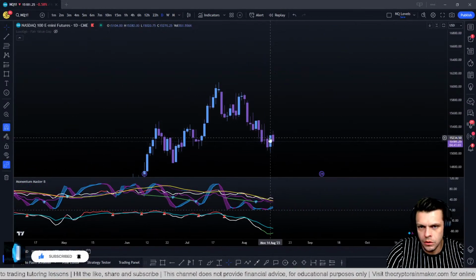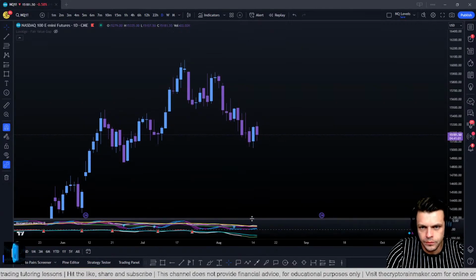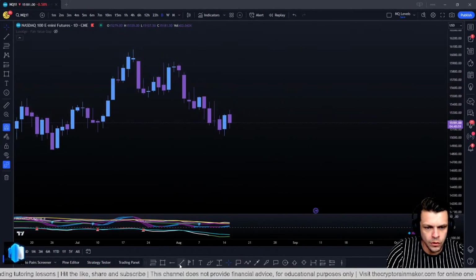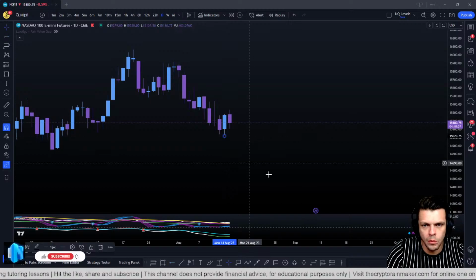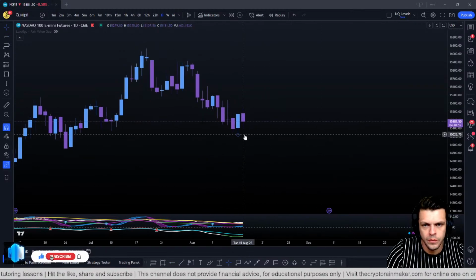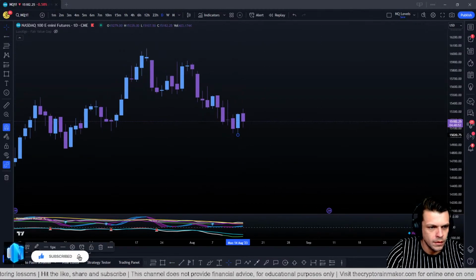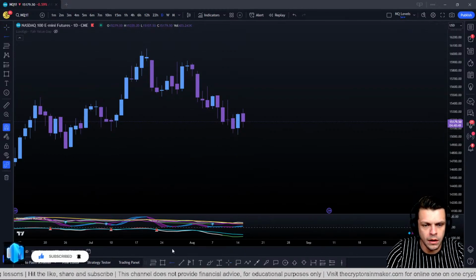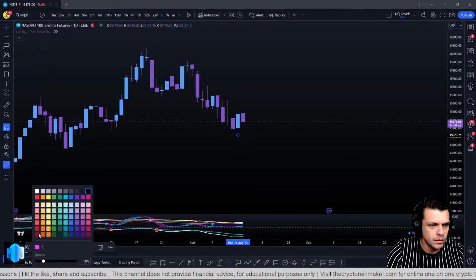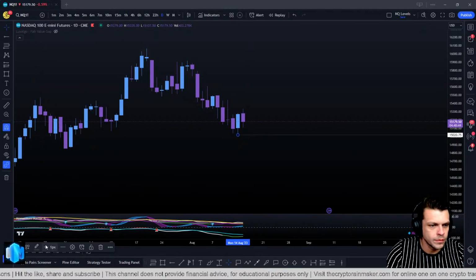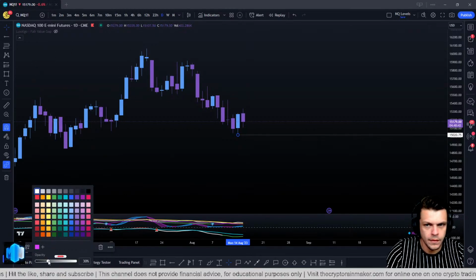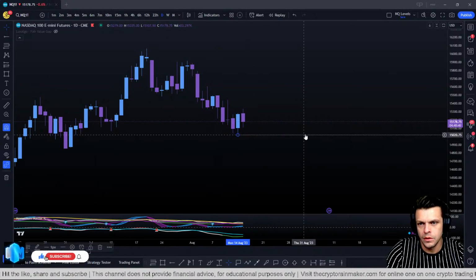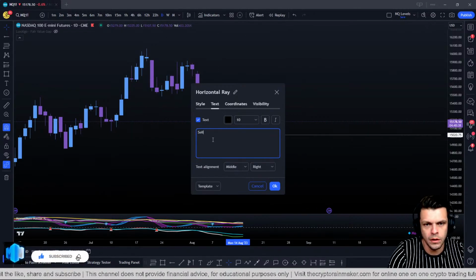So let's have a closer look at the candlesticks. First of all, what I normally do is I mark off the previous day low and the previous day high. So let's quickly do that. Just gonna make this white. Okay, so this is our sell side liquidity.